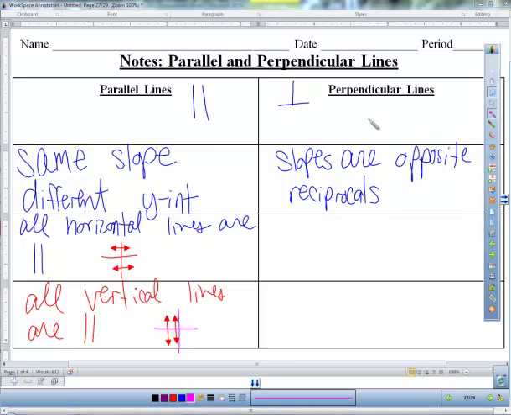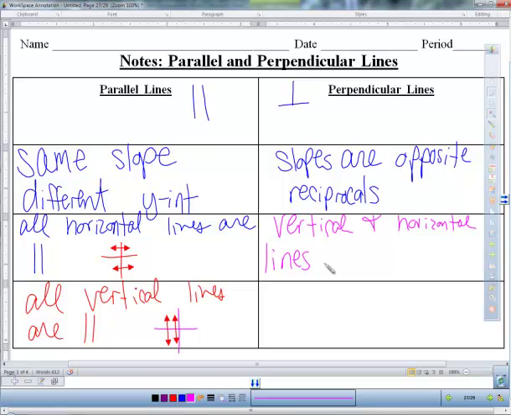Now with perpendicular lines, that's different in that all vertical and horizontal lines are perpendicular to each other because they make that 90-degree angle right here. So we have horizontal and vertical lines that are always going to be perpendicular to one another.